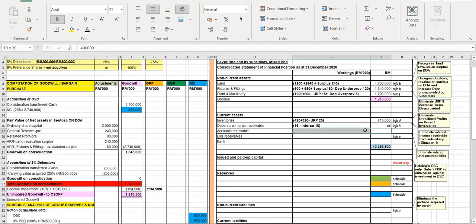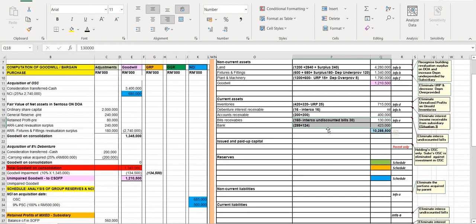Accounts receivable, no changes because nothing to eliminate, right? Just add them, parent and the subsidiary. Same goes here. Bills receivable, you need to go and eliminate with the intercompany undiscounted bills, which is the elimination being done here. And take note, the bank, nothing is to be adjusted, just add.